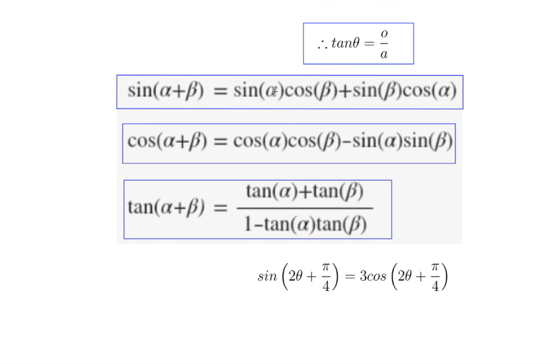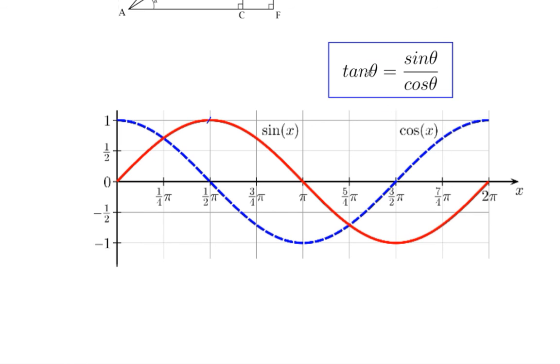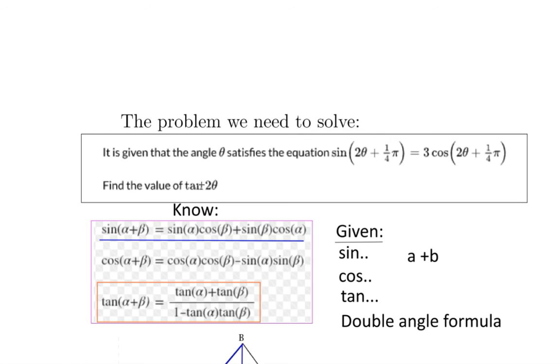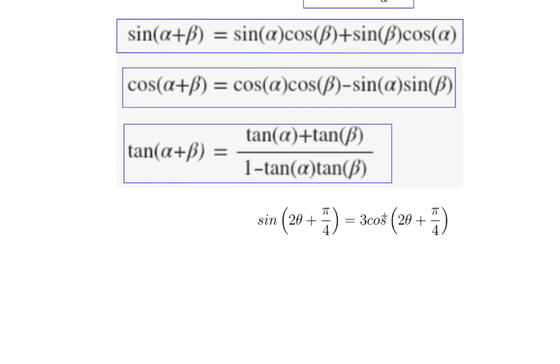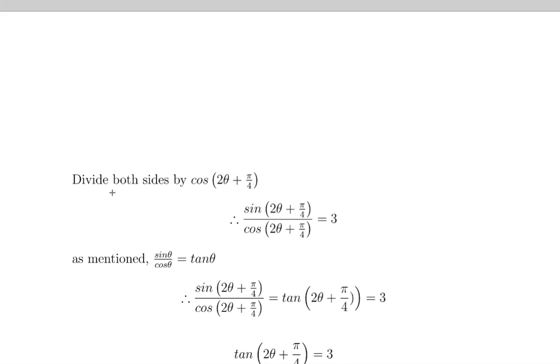The first thing I want to utilize is this. The sine over cos will give us the tan. The question wants us to have it in terms of tan. So why don't we divide both sides by cos? The first thing I'm going to do is divide both sides by cos, as I've just stated here, and it would be sine of 2 theta plus pi over 4 over cos of 2 theta plus pi over 4 equals 3.